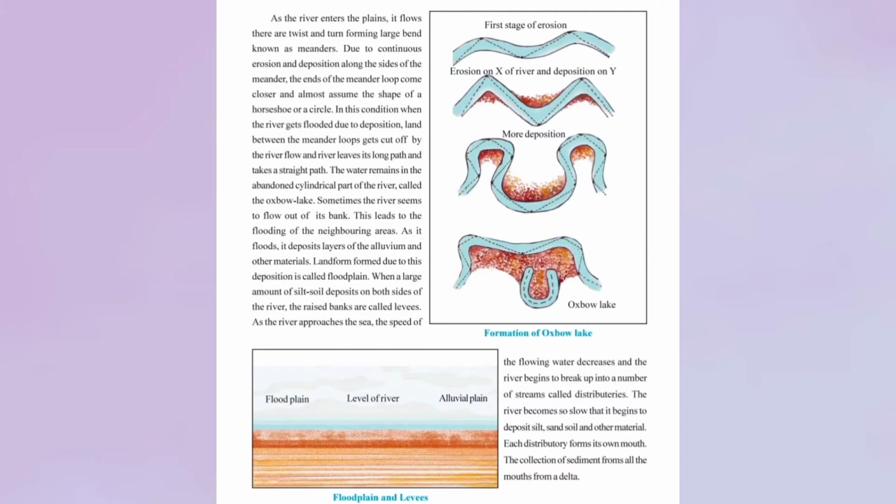Now, in the youthful stage, you would see features like waterfalls. What would happen if there is an alternate arrangement of hard rock and soft rock? You would have differential erosion. That means soft rock would be eroded more as compared to hard rock. So there would be a depression that would be seen in soft rock, and then you would have formation of a waterfall. Worldwide, the highest waterfall is Angel Falls in Venezuela.